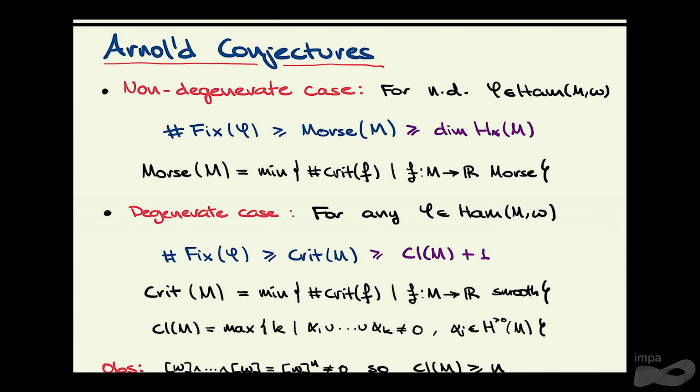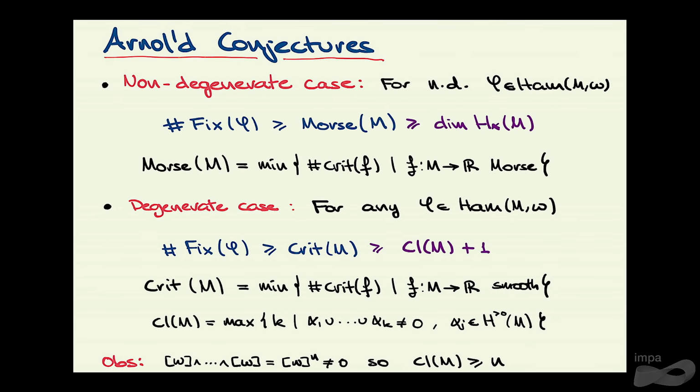First, the non-degenerate case. The Arnold conjecture states that the number of fixed points of a Hamiltonian diffeomorphism is bounded below by the Morse number of your symplectic manifold, so the minimal number of critical points that a Morse function can attain. And by the Morse inequalities, this is known to be bounded below by the total Betti number of your manifold.